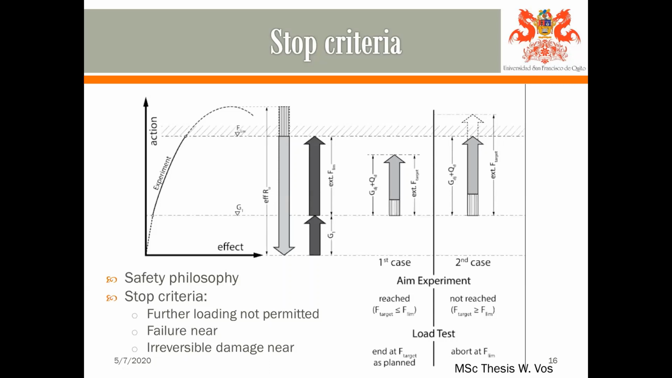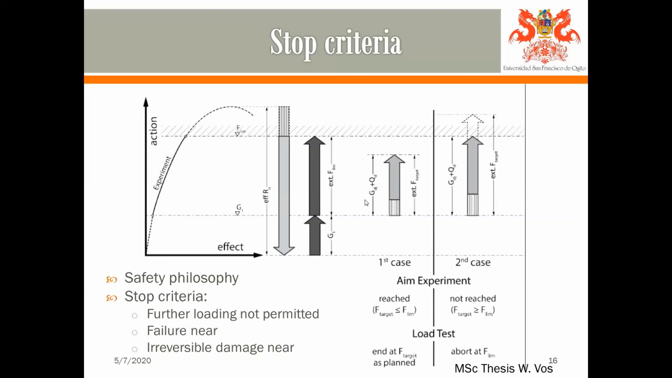Now, based on this idea of stop criteria, we can have two cases during a load test. We can have that our target proof load, the load that we need to show that the bridge fulfills the code requirements, is less than the load at which we reach the threshold. Well, in that case, we have a successful test and we can say, yes, the bridge indeed fulfills the code requirements. We've shown it now with our experiment on the bridge.